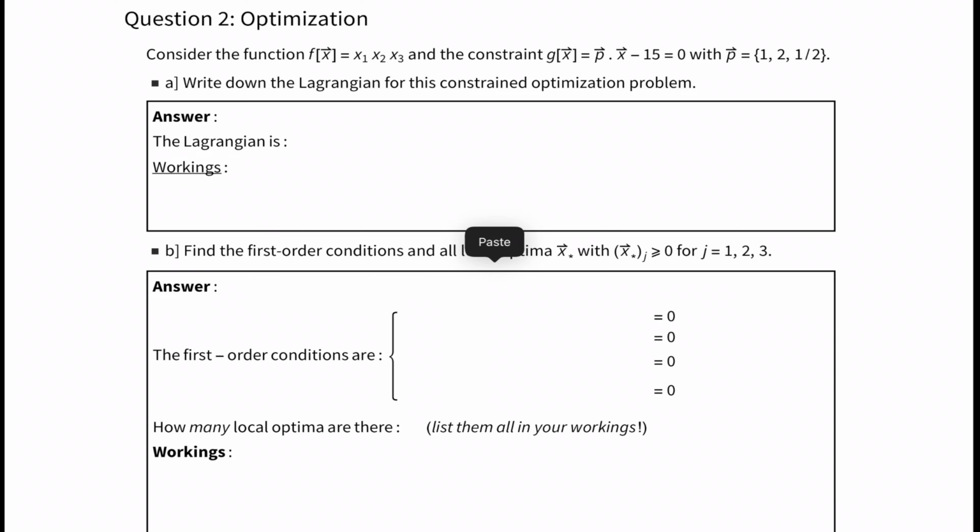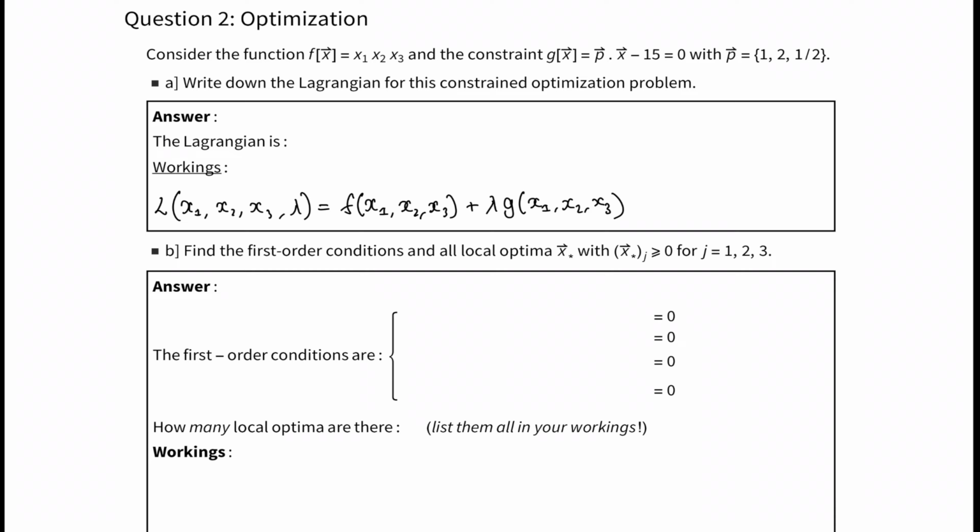Part A, write down the Lagrangian for this constrained optimization problem. Okay, so the Lagrangian is going to have variables x1, x2, x3, and lambda. We are trying to maximize f of x, subject to the constraint g of x, so plus lambda g of x1, x2, and then x3.